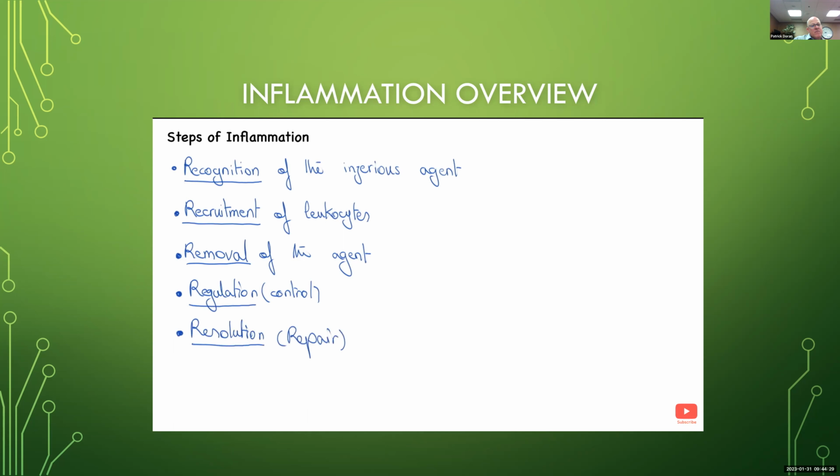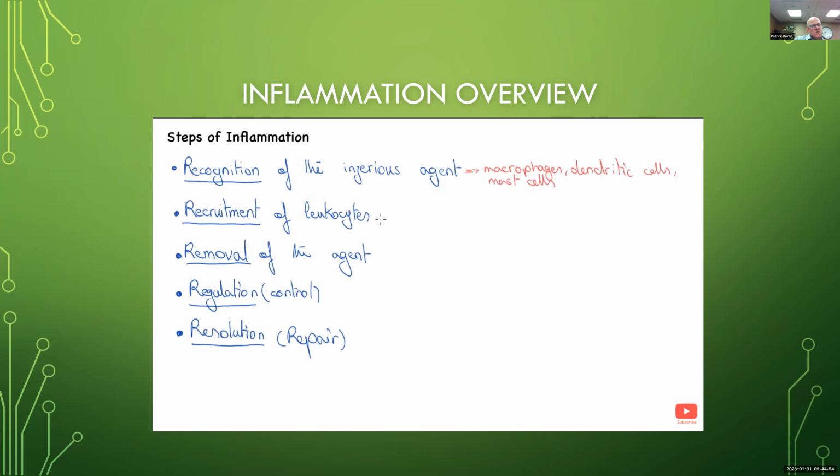But let's learn a little bit more about them. Let's get into details of these steps. So firstly, during the first step, the offender has to be recognized. This responsibility falls on macrophages, dendritic cells, and mast cells. If you want to learn more about these cells of the immune system, you can watch my video on that.